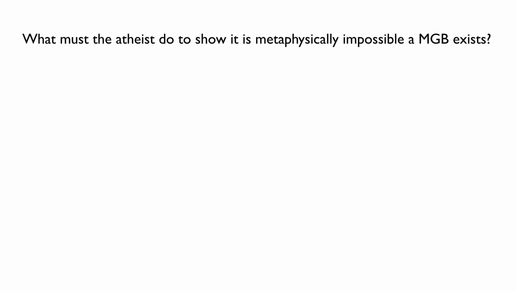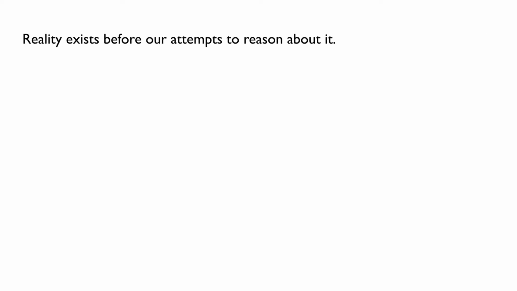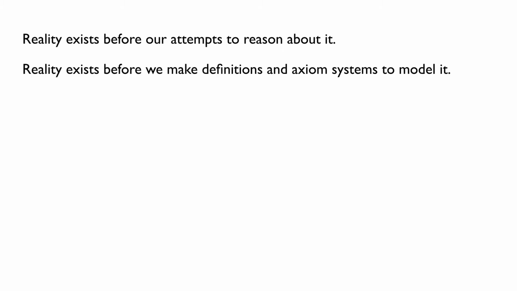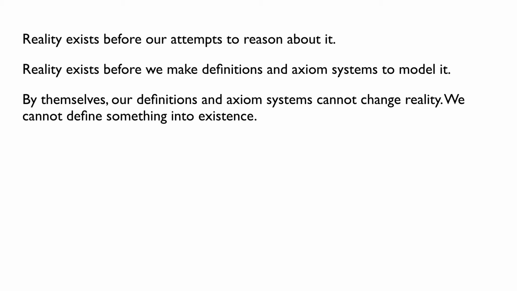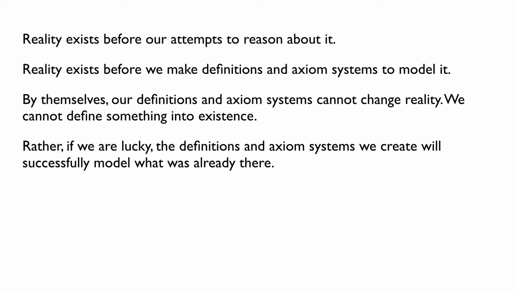What must the atheist do to show it is metaphysically impossible a maximally great being exists? Well, to answer this question, I need to make a few remarks about logic and reality in general. First of all, reality exists before our attempts to reason about it. Reality exists before we make definitions and axiom systems to model it. By themselves, our definitions and axiom systems cannot change reality. We cannot define something into existence. Rather, if we are lucky, the definitions and axiom systems we create will successfully model what was already there.